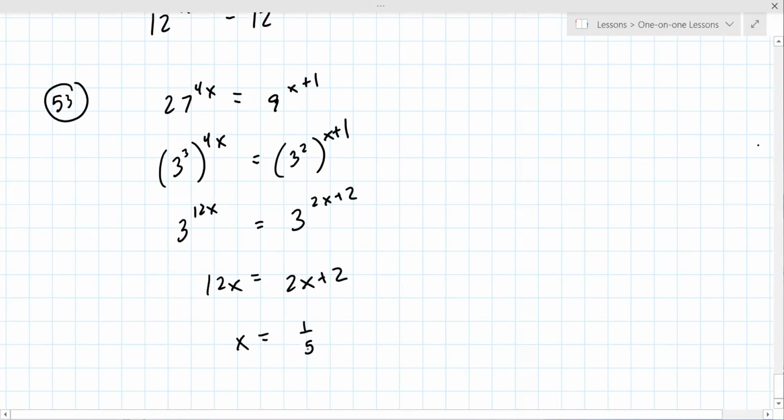All right, now 55. To make that base 2 on the left, 2 squared to the x minus 2 equals 2 to the 3, x plus 3. 2x minus 4 equals 3x plus 3. Minus 2x, minus 2x, minus 3, minus 3. x equals -7. Okay. All right, those were easy. On to 71 through 74.